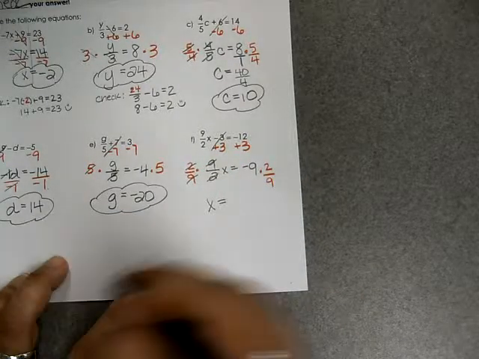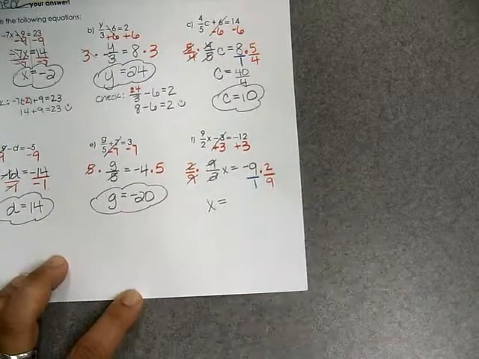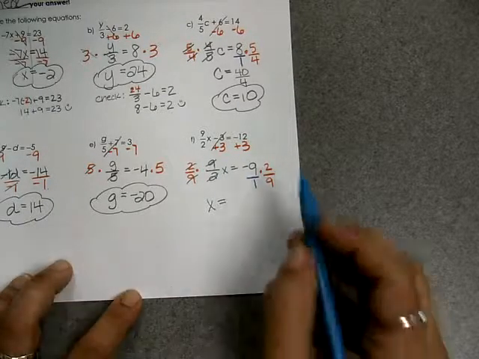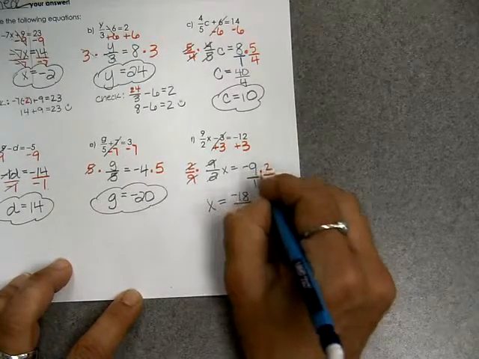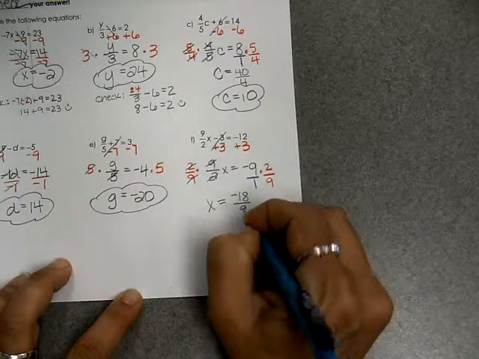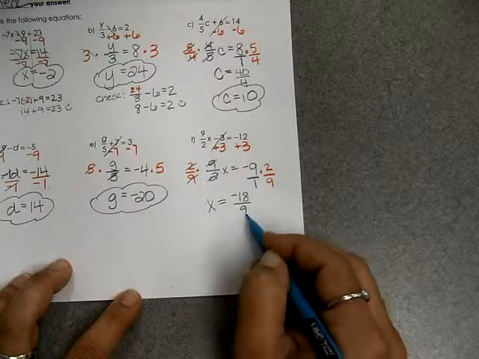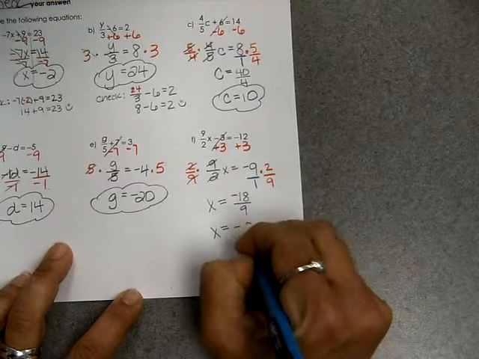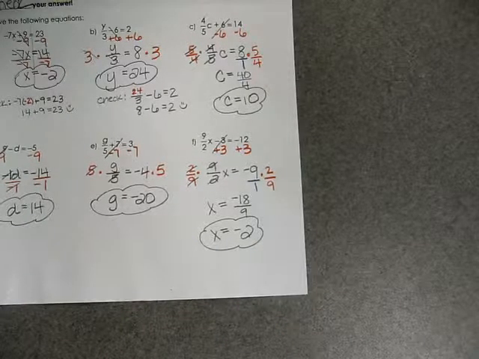But on the right side, I have a non-fraction and a fraction. It helps some people to write that non-fraction as a fraction, just put it over 1. And that might help with the next step, where we multiply numerators. Negative 9 times 2 gives me negative 18. Multiply denominators. 1 times 9 is 9. And then we try to simplify. Does 9 go into 18 evenly? It does, twice. And a negative divided by a positive is a negative. So my answer would be x equals negative 2.